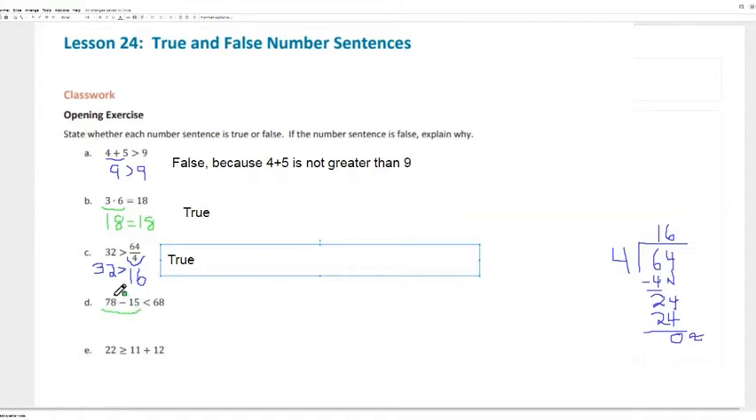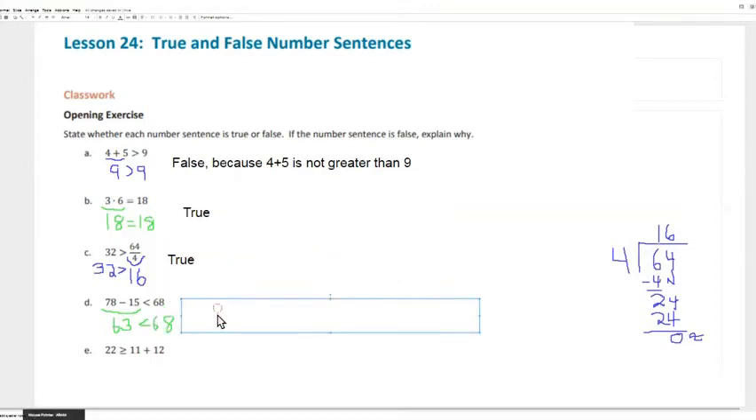We take care of D, we do the subtraction. 78 minus 15: 8 minus 5 is 3, 7 minus 1 is 6. So is 63 less than 68? And the answer is yes, it is. Therefore, it is a true statement. Some people won't write the other side. They'll just do the operation and then compare these. That's perfectly fine too, as long as you can see that. And I'll do that on this one right here.